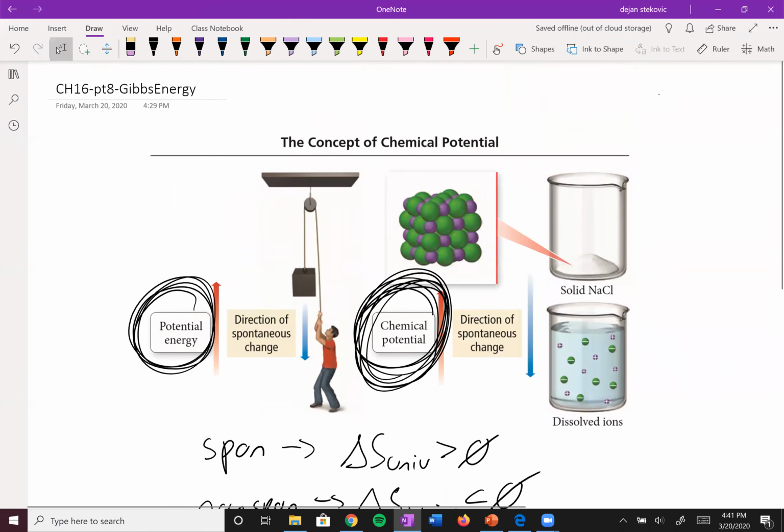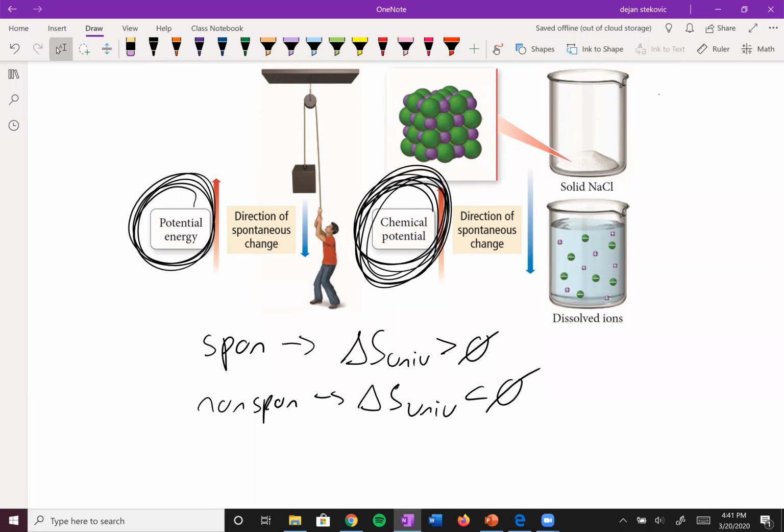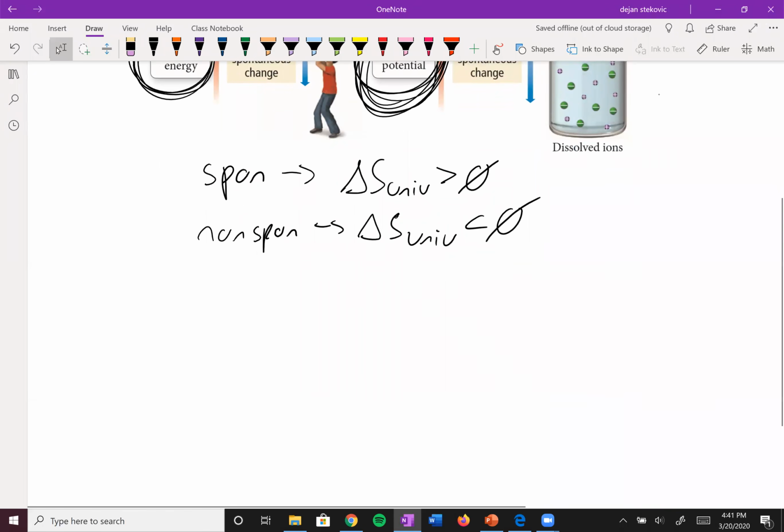However, it's not that satisfying of an answer, because every time we want to think about whether something's spontaneous or not, we don't want to think about the universe, and we don't even really want to think about the surroundings. We want to just talk about the system. So let's see how we can do that, and it's through this new measurement called Gibbs energy, or Gibbs free energy.